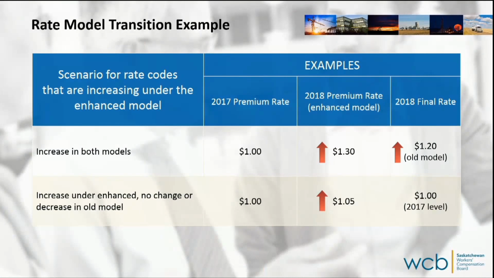In example two, the final premium rate is $1. The increase was supposed to be to $1.05 under the enhanced model. Transitioning in this case means holding the premium rate to the 2017 level, so the industry premium rate was kept at $1, and the 5 cents would be covered through the injury fund.